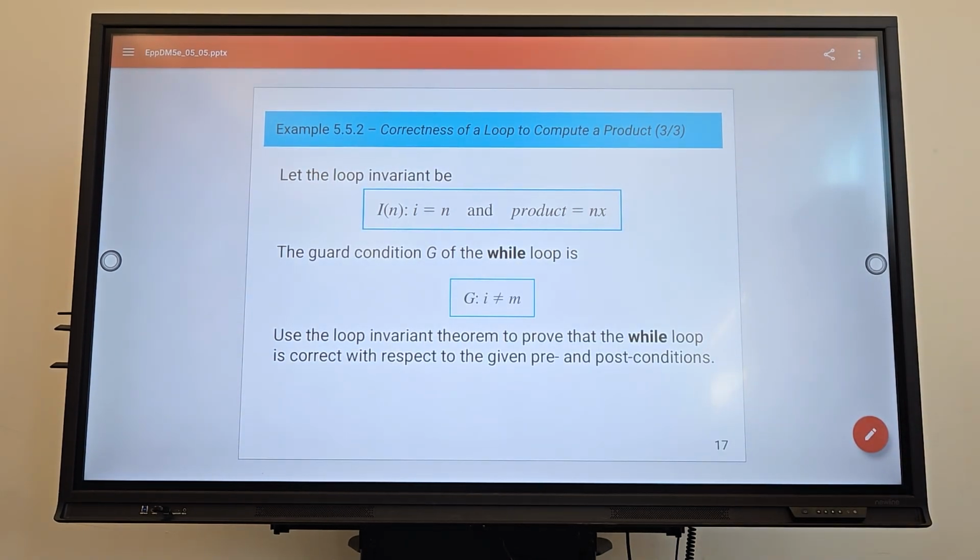Let the loop invariant be I of n: i equals n, and product equals n times x. The guard condition G of the while loop is i does not equal m. Use the loop invariant theorem to prove that the while loop is correct with respect to the given pre- and postconditions.